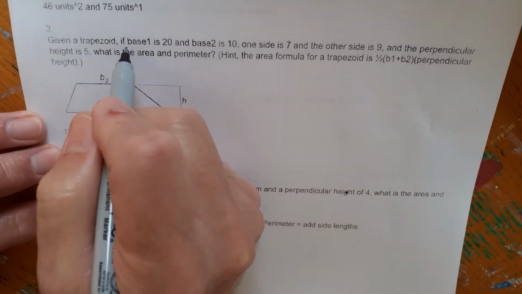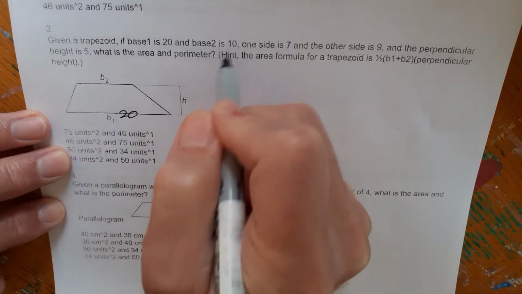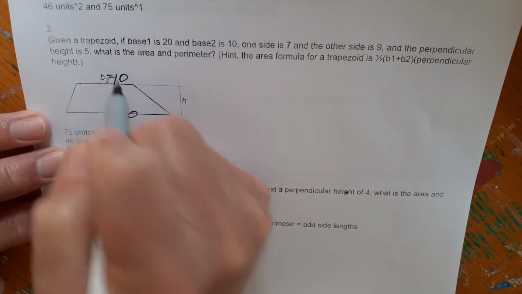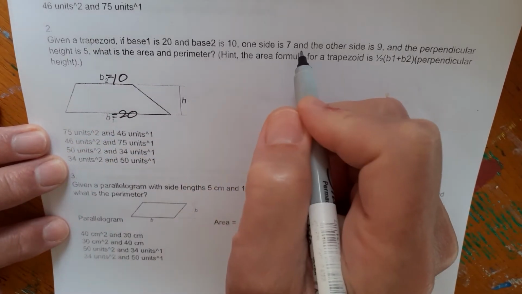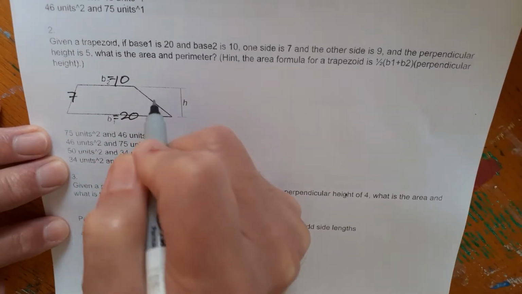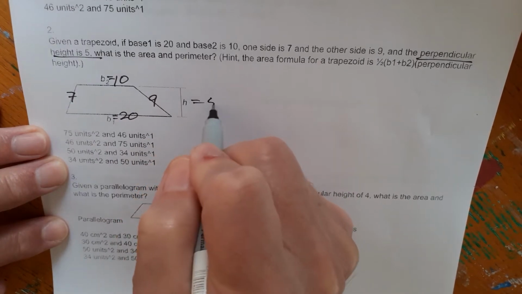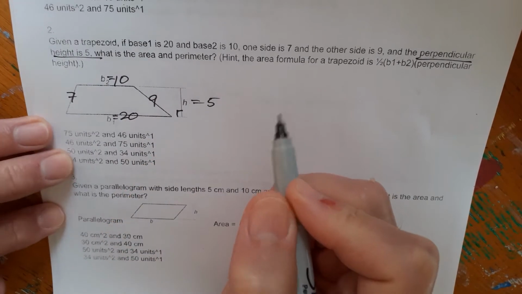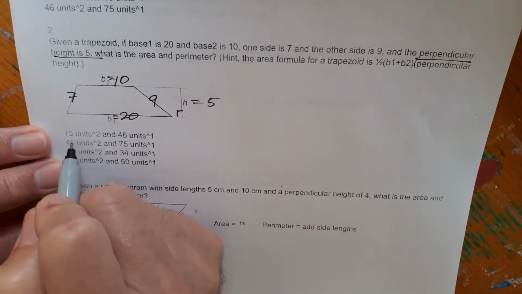Given a trapezoid, if base 1 is 20, so let's call this 20, and base 2 is 10, it looks shorter, so we can say base 1 is 20, base 2 is 10. One side is 7, let's make this 7. The other side is 9, let's make this 9. And the perpendicular height is 5. Perpendicular because it's 90 degrees. What's the area and perimeter? So that's nice. They ask us that here, area and perimeter.